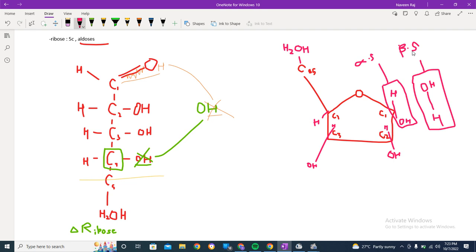Even though this can be glucose or any other thing, if there is a difference on C first, they will be alpha or beta, right?